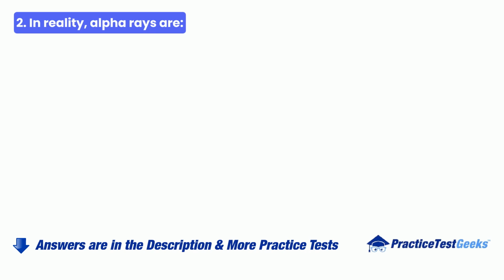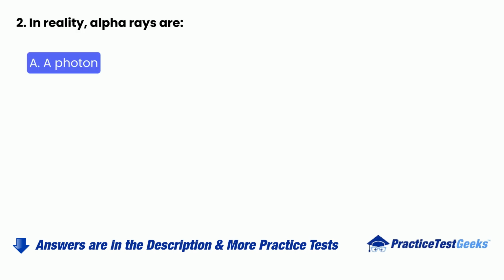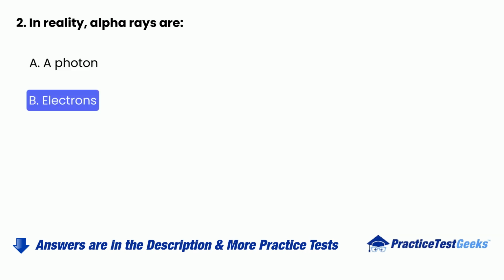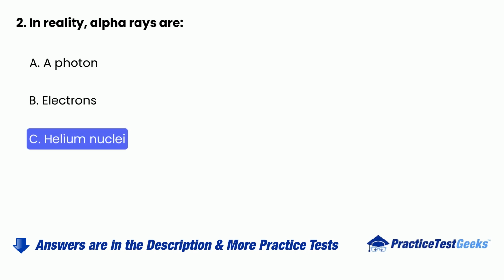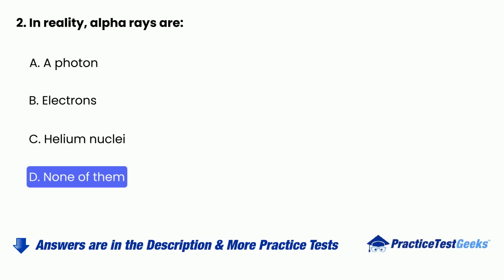2. In reality, alpha rays are A. A photon. B. Electrons. C. Helium nuclei. D. None of them.